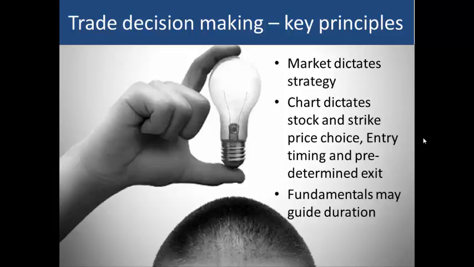Secondly, it's the chart that dictates the stock, i.e. whether it's suitable or not, the strike price choice, obviously the entry, timing and predetermined exit. And finally, our fundamentals may guide the duration of the trade as to whether it's a 1 month or a 2 month or a 3 month expiry, as well as the strategy itself. So those are the three key principles we use to make decisions.